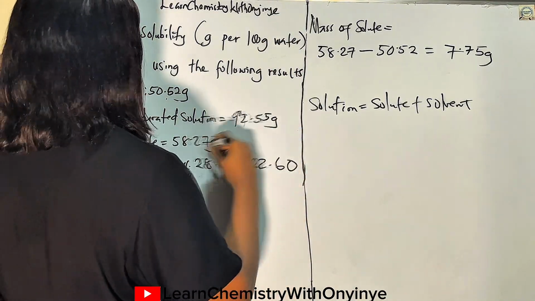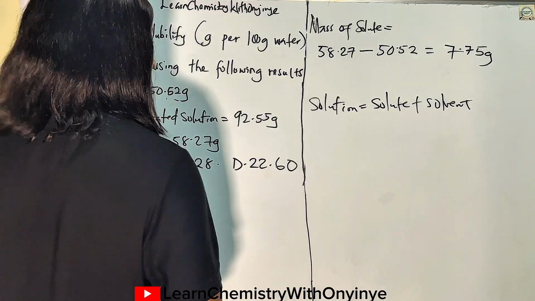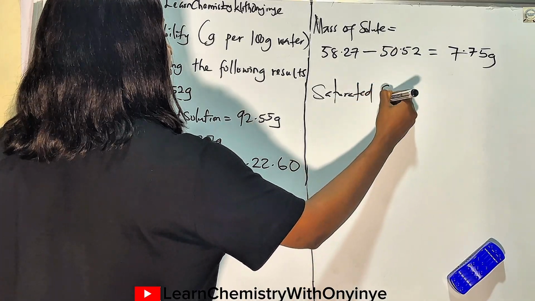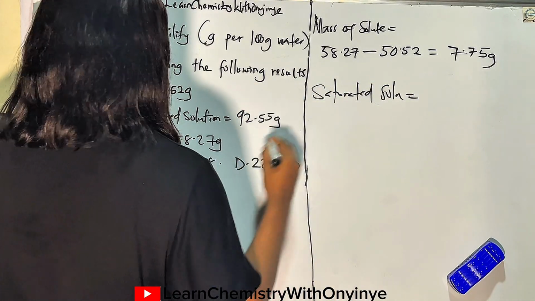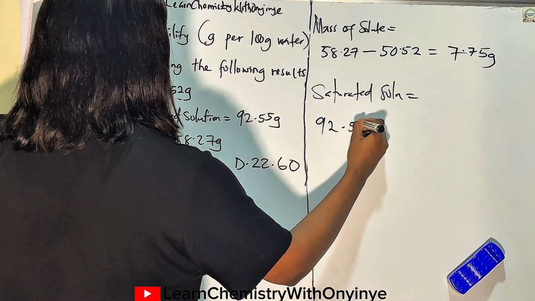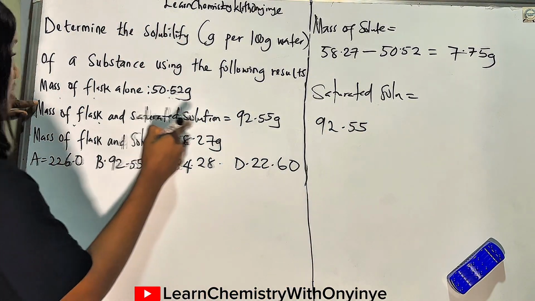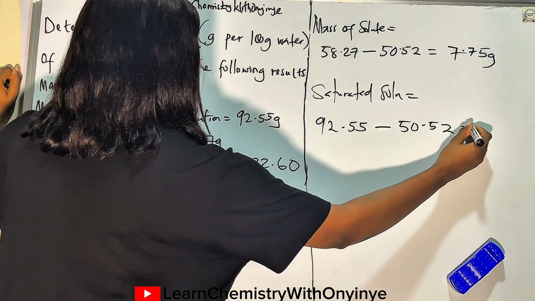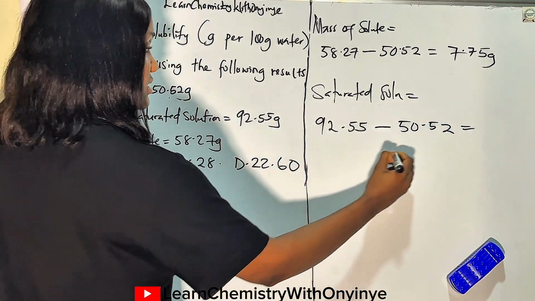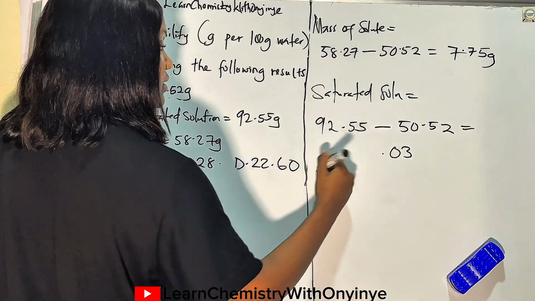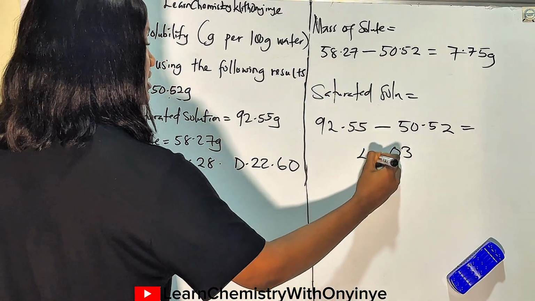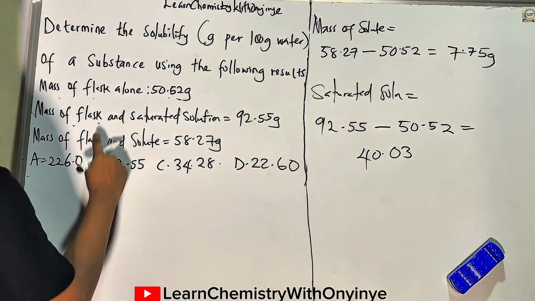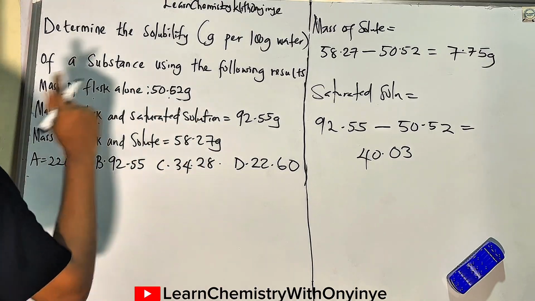So for the saturated solution, I'm going to have 92.55, that is the mass of flask and saturated solution, minus 50.52, that is the mass of flask alone. So 5 minus 2 is 3. 5 minus 5 is 0. 92 minus 50 is 42. So this is what we have as the mass of our saturated solution.